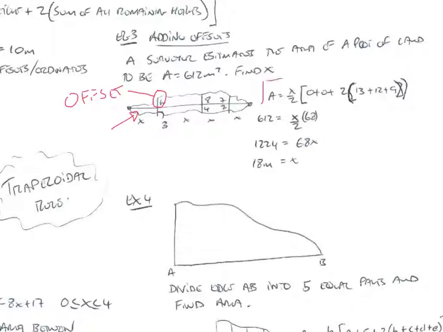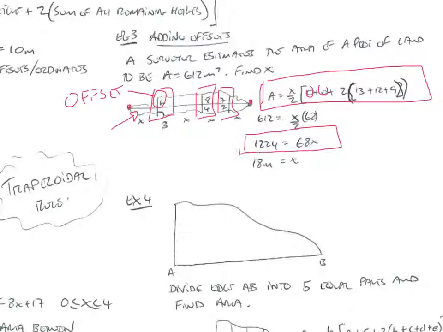So we just put that into the formula: a equals x over 2. That's the first height and that's the last height, and you'll notice that they're both 0. Plus 2 times the sum of these, which is 13, 12, and 9. And that all boils down to 1224 equals 68x. So x must be equal to 18 meters.